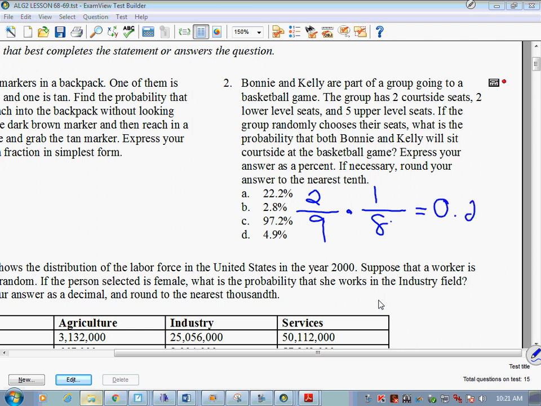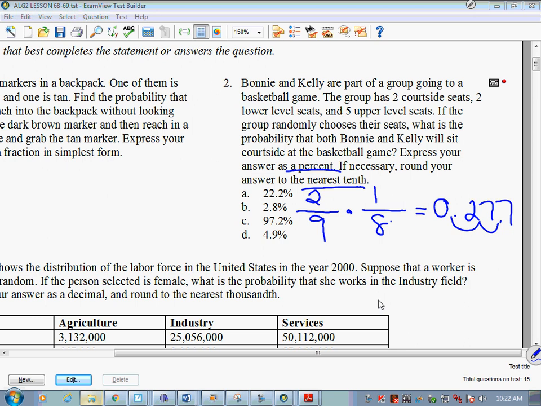0.2, 0.2 what? 7. What's after 7? Okay, so we want to convert this over to a percent, right? We want our answer to the nearest tenth as a percent, so we're going to move our decimal point over. Actually, it's not that far over.